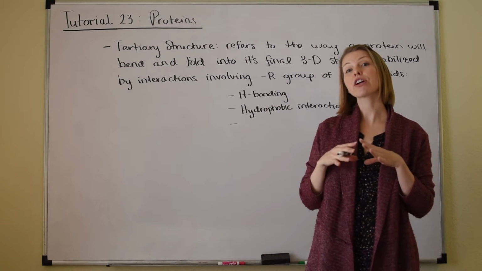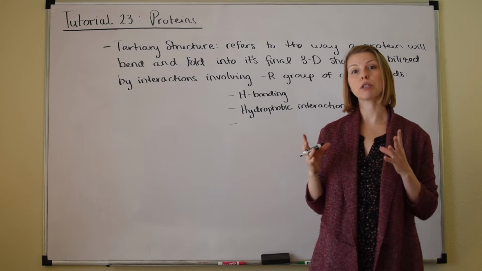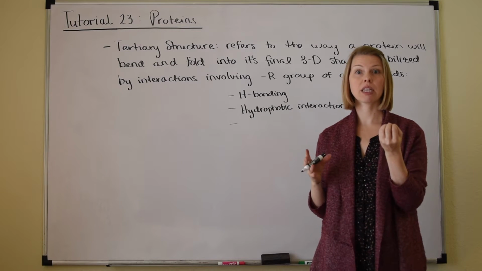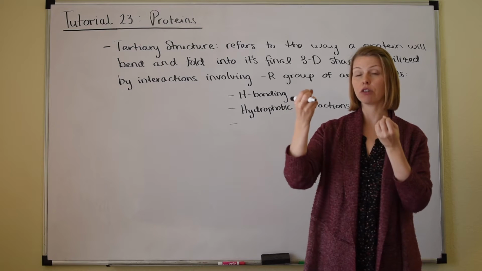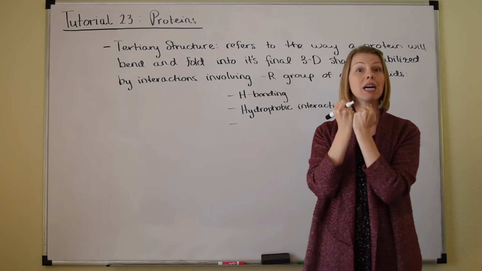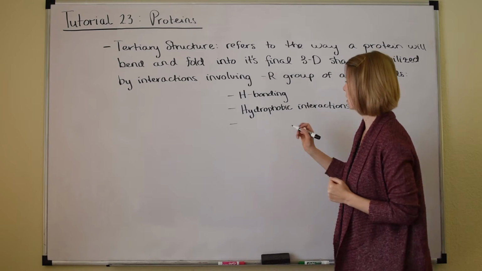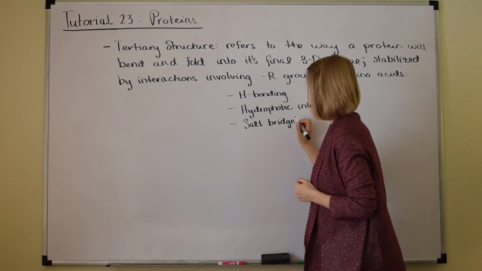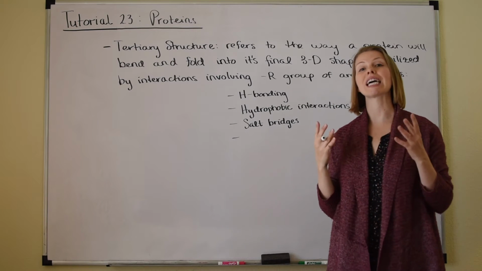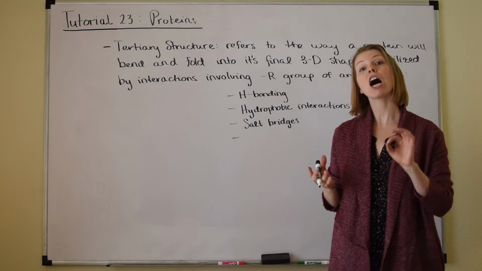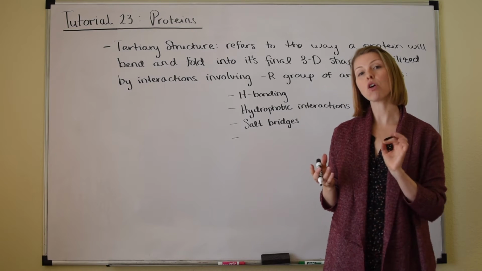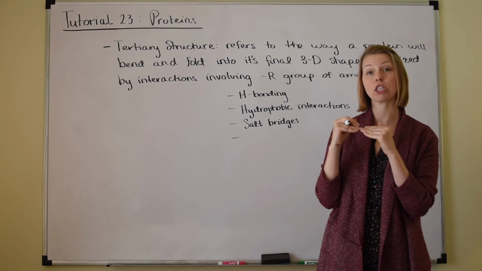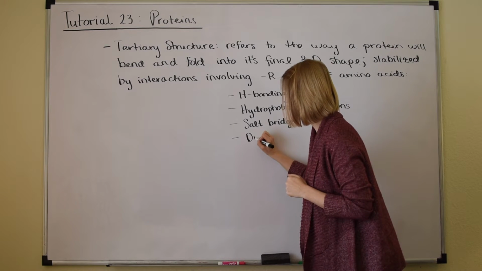In addition to that, there can be salt bridges, which occur between the positively charged basic side groups and the negatively charged acidic side groups. Those positive and negative charges form a salt bridge, like an ionic interaction. Okay, so those are called salt bridges. And last but not least, also disulfide bonds. Now, a disulfide bond is actually a covalent bond. And a disulfide bond can only occur between two side groups of cysteine units placed close together. So let's write here disulfide bonds.